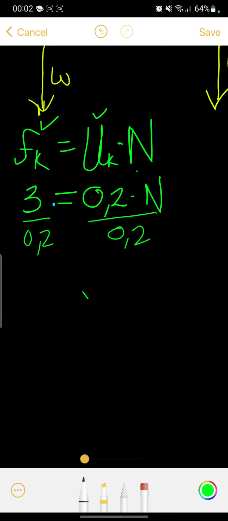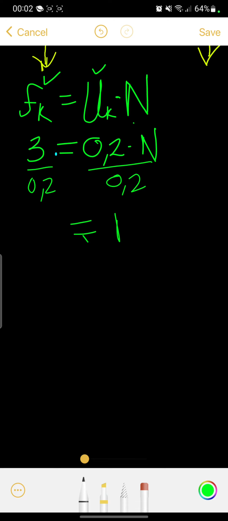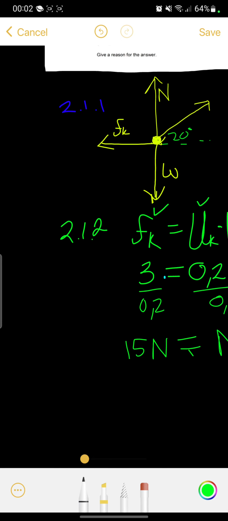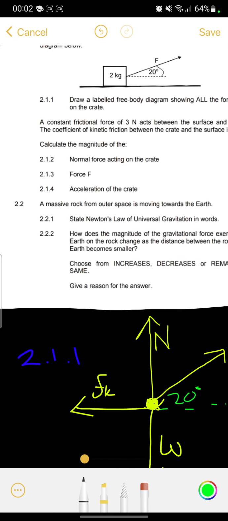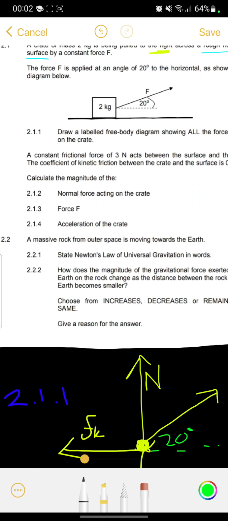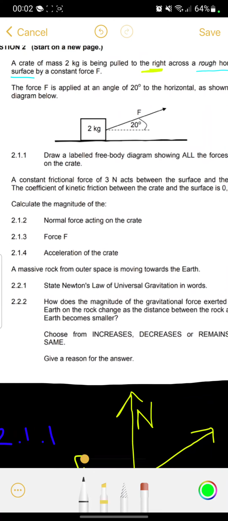What we do on the left, we do on the right, and then we get our N, which is our normal force, equals 15 newtons, right? So we got that. Let's move to the next question. They ask for 2.1.3, they ask us to calculate the magnitude of force F.